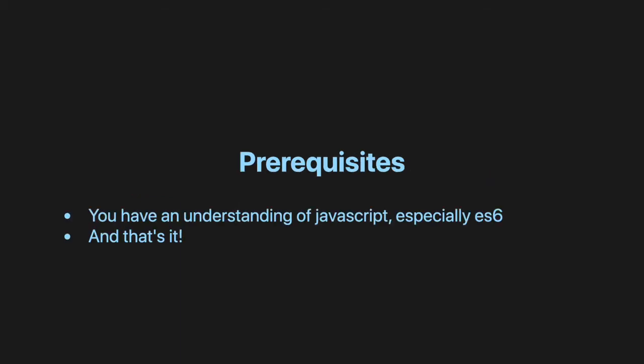Welcome back, everyone. Today, we're going to start a new series on the basics of functional programming, and we'll be covering currying and partial application. In terms of prerequisites, the only thing I'm going to assume about you is that you have an understanding of JavaScript, especially ES6.